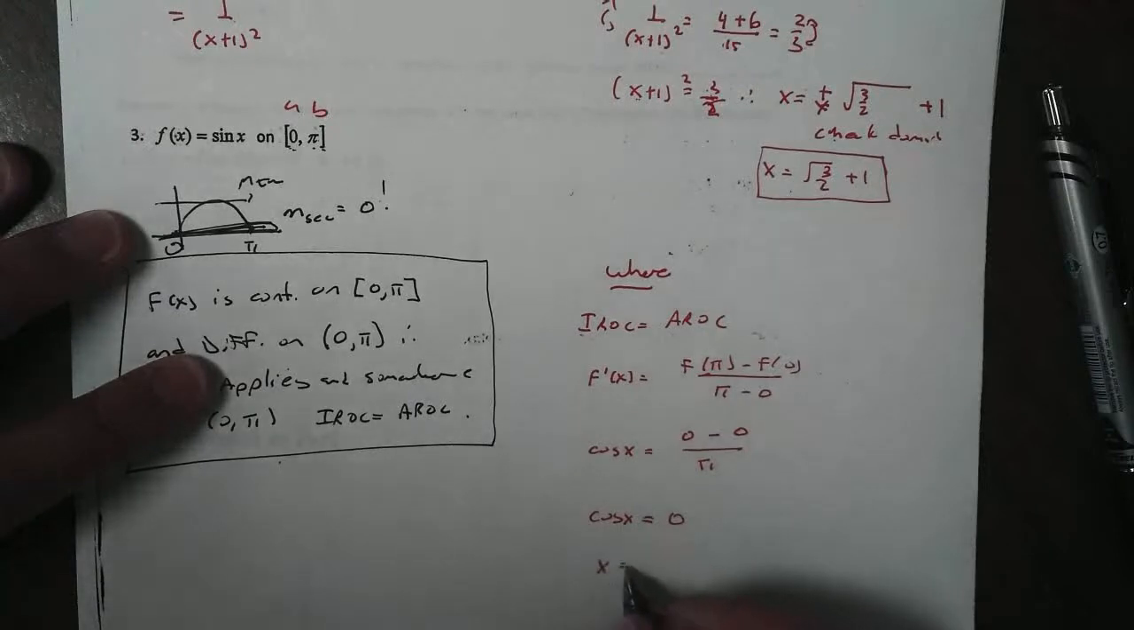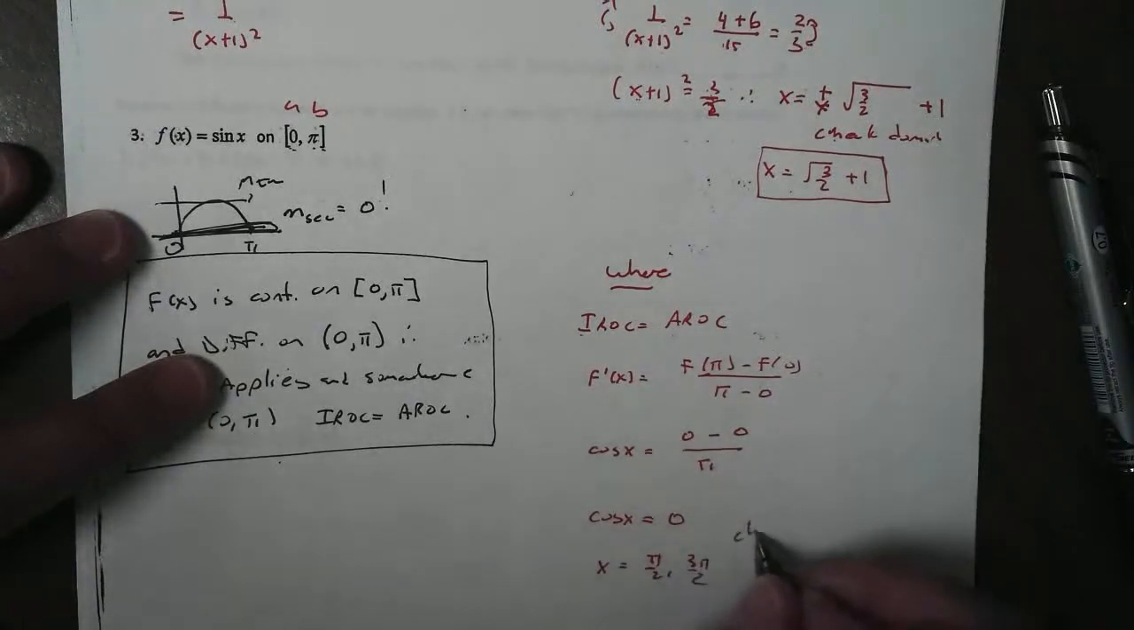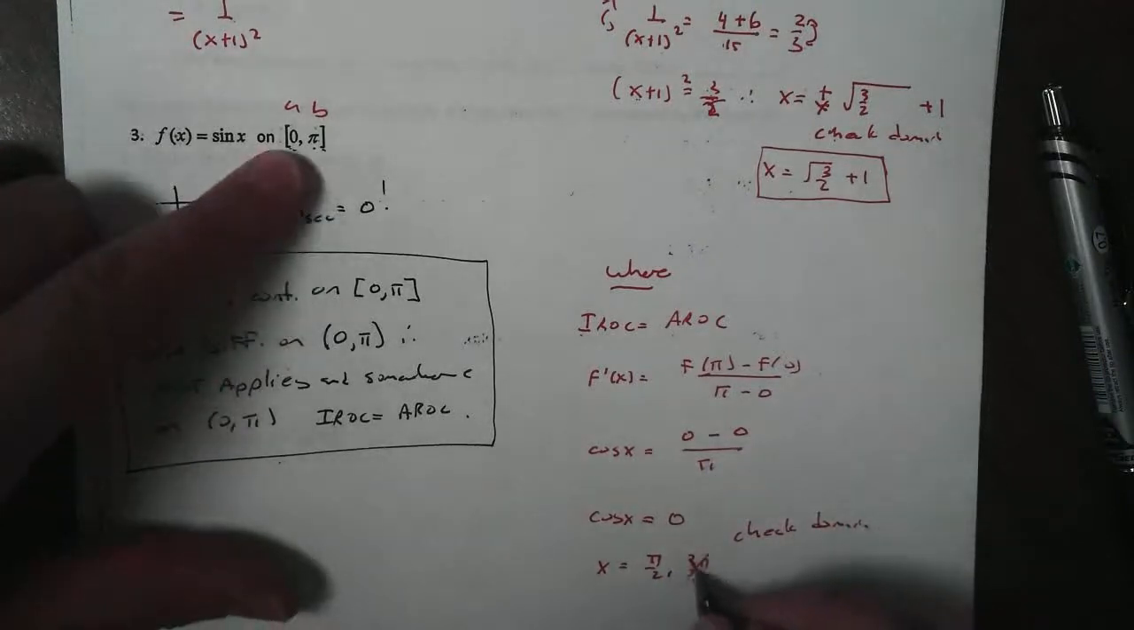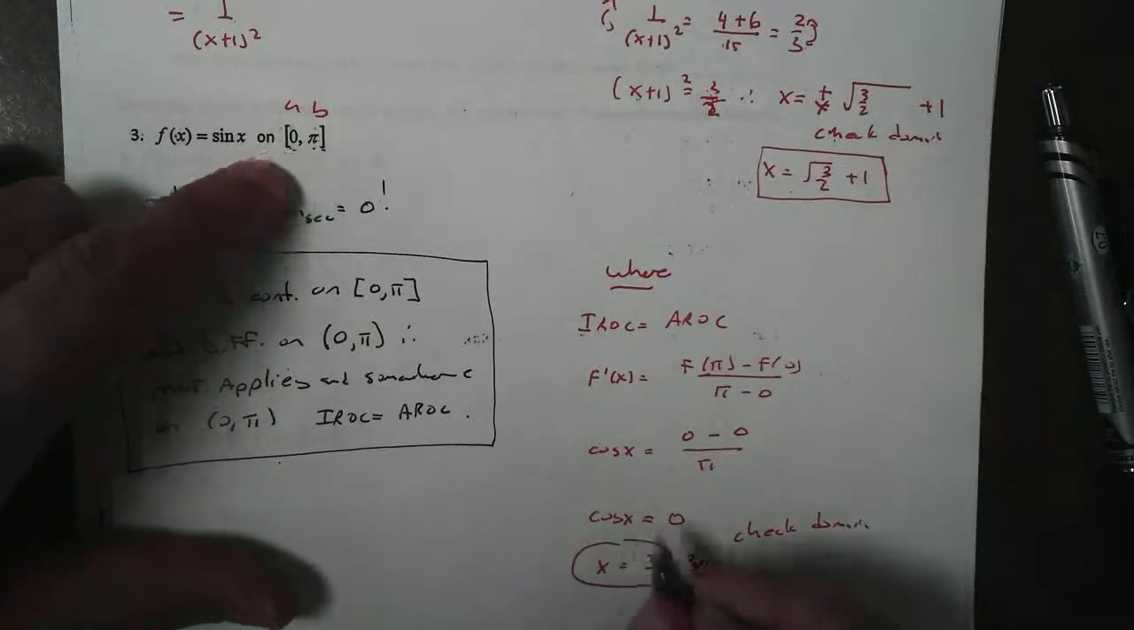So where does cosine equal 0? Pi over 2, 3 pi over 2. But again, check your domain. Domain is from 0 to pi. I don't care about that one. So it occurs at pi over 2.